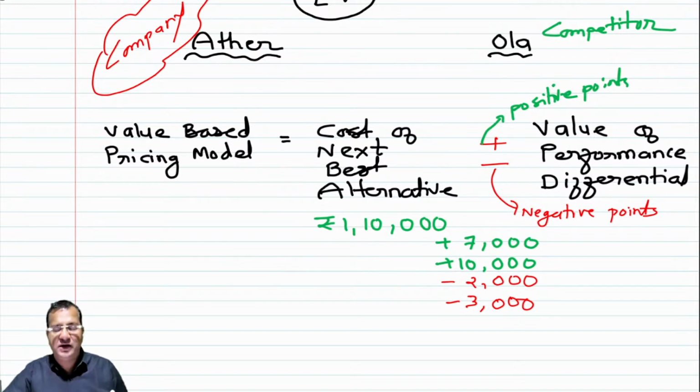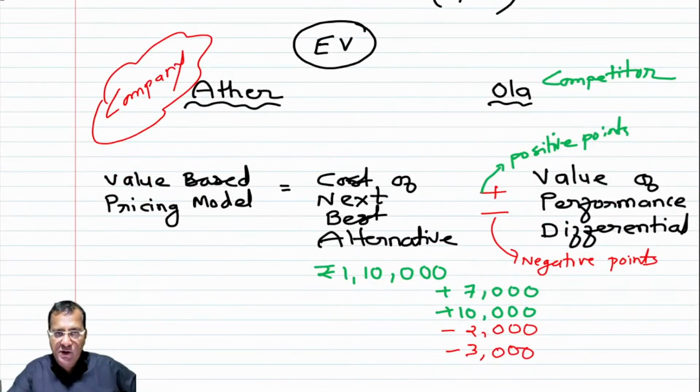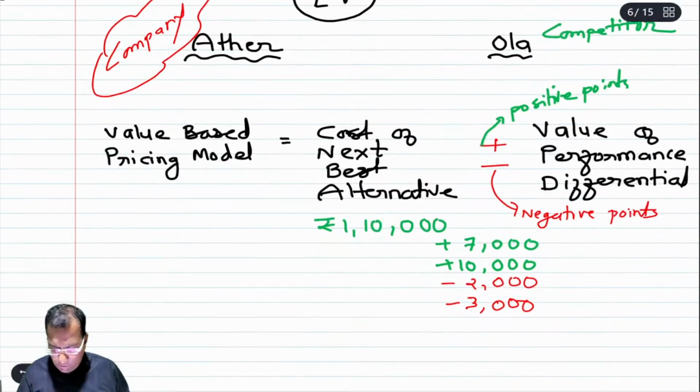Okay, so this is known as the value-based pricing model, a superb advancement of competitive pricing. Not only are you considering what competitors are charging, but you are also accounting for the positive features and the negative features, and converting them into monetary terms to get the customer's perception of the value. Okay, beta. Now, the value-based pricing model is bifurcated into 2 parts.